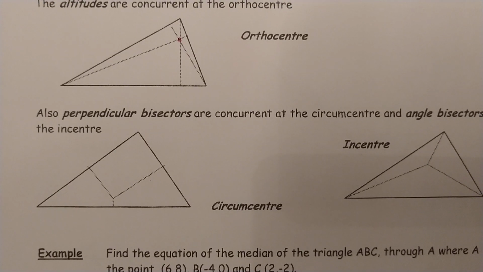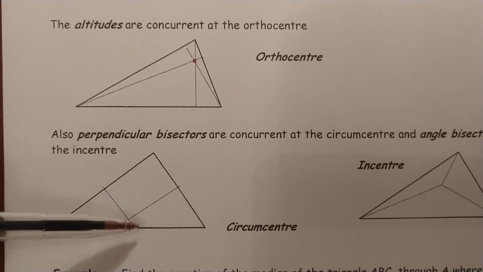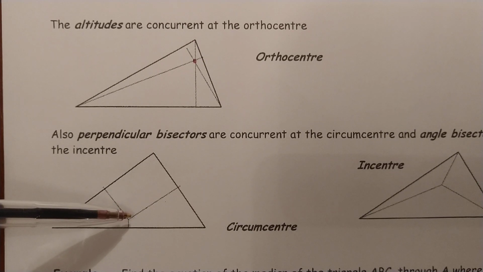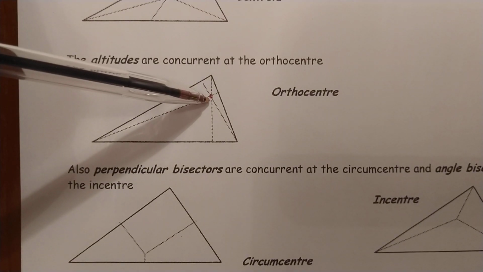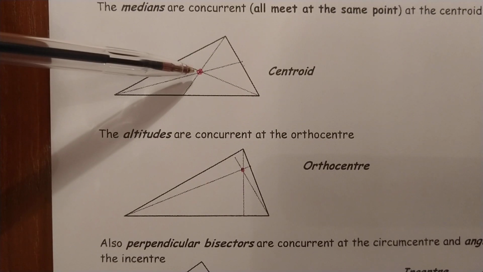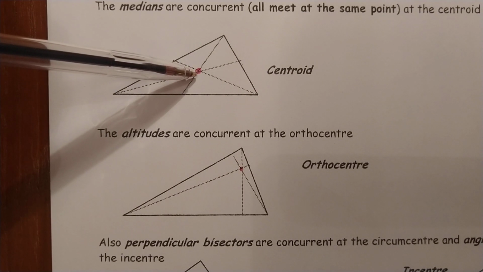Again, these 3 names, the centroid, the orthocenter, and the circumcenter, are names that we don't need to memorize. But you should know that perpendicular bisectors always intersect at the same point as each other, altitudes all intersect at the same point as each other, and medians all intersect at the same point as each other.